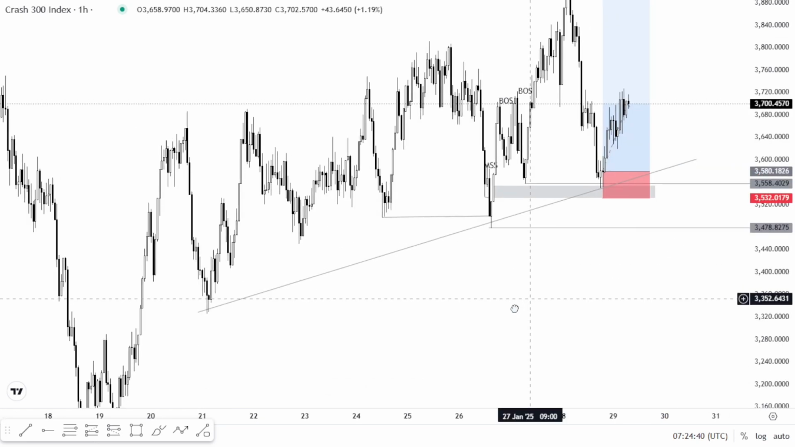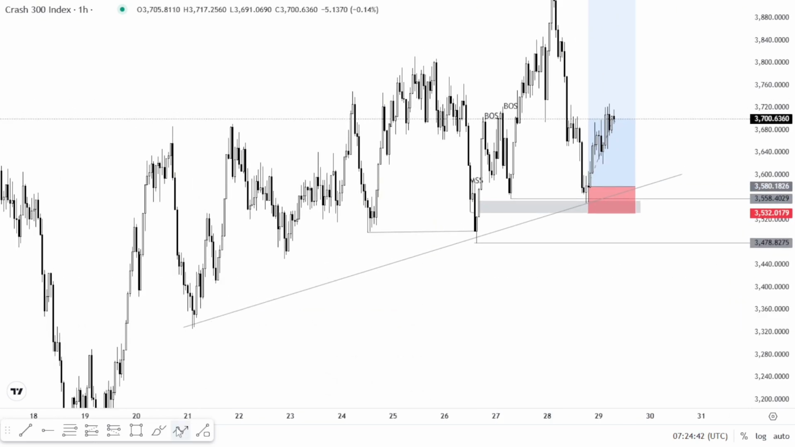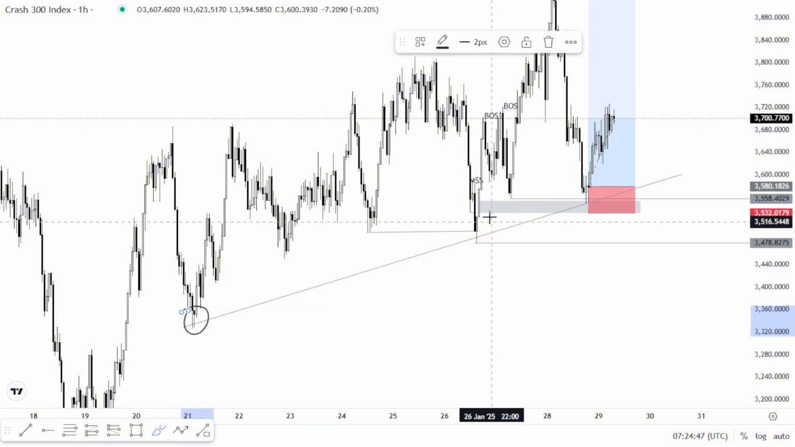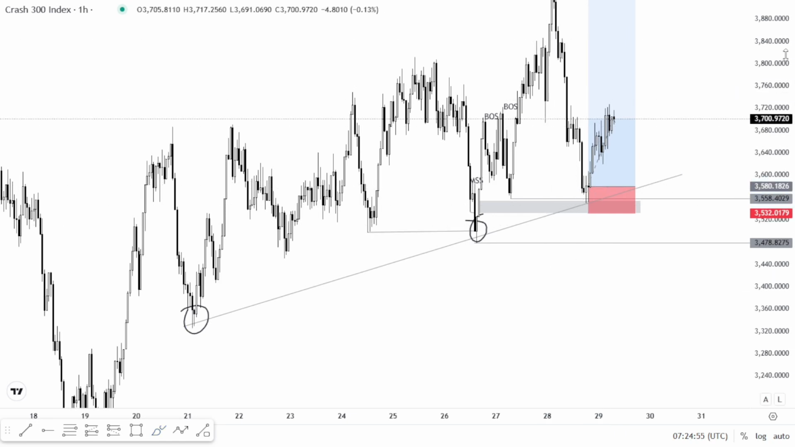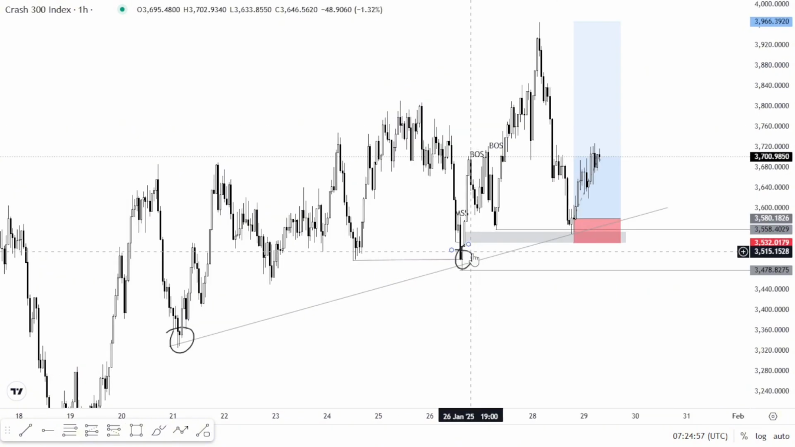Looking at this chart, if you want to trade using a combination of patterns, we have the market bouncing off, and it's also bouncing off this trend line. So you cannot just use one confluence alone. You can use multiple confluences to have confidence in your trade.